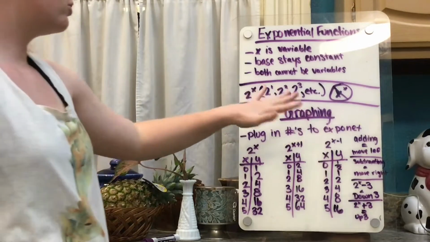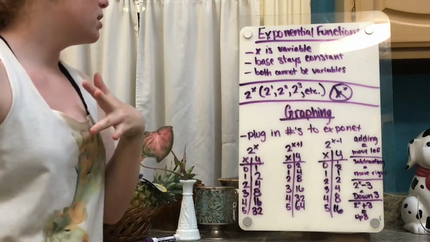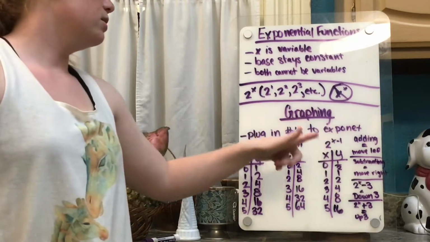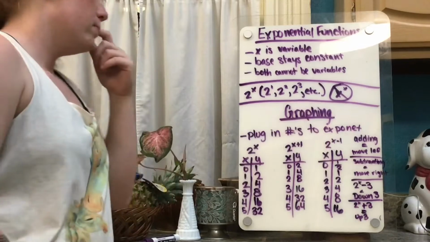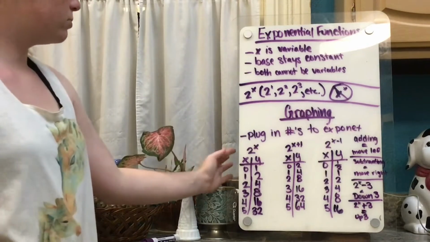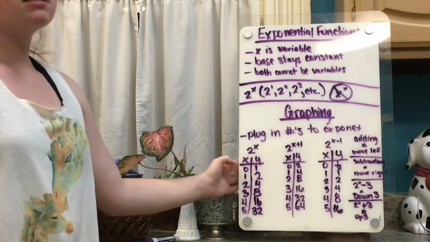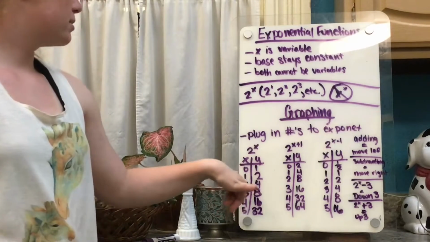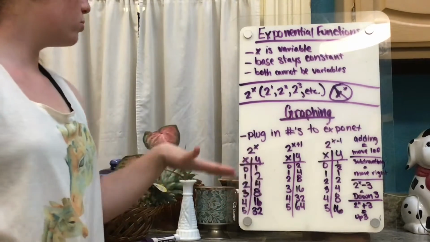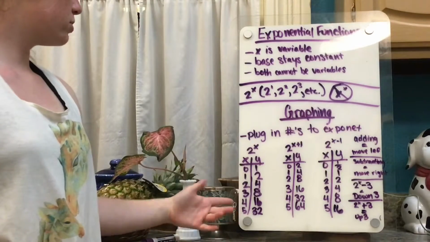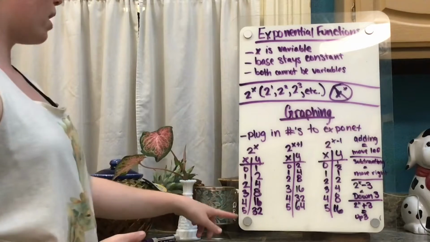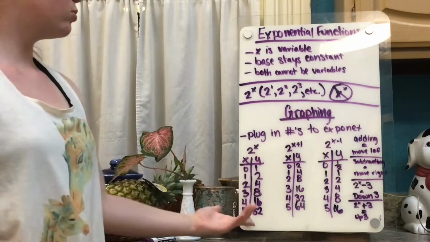When graphing an exponential function, you basically just plug numbers into the exponent. So with 2 to the x, when x is 0, y would be 1. When x is 1, y would be 2, so on and so forth, all the way up to whatever number you decide. The farthest I went was 5, so 2 to the 5th would be 32.